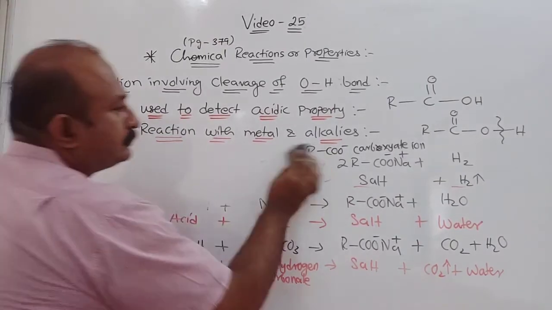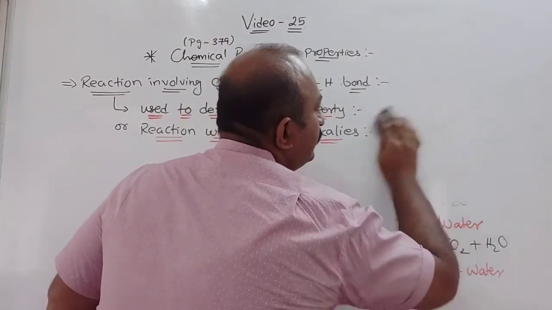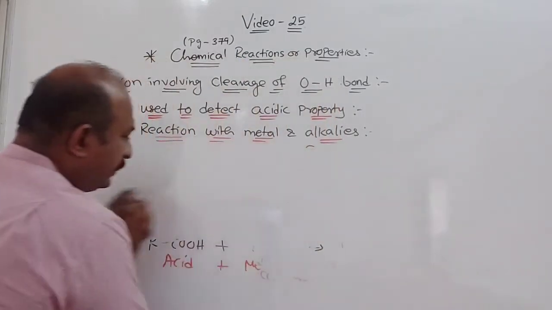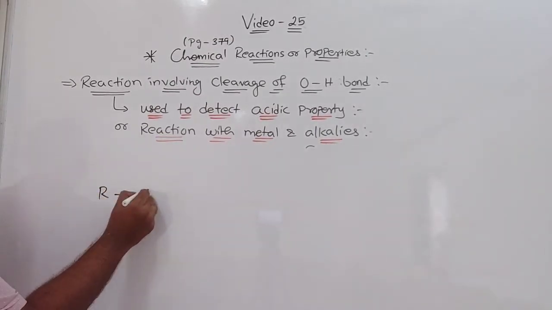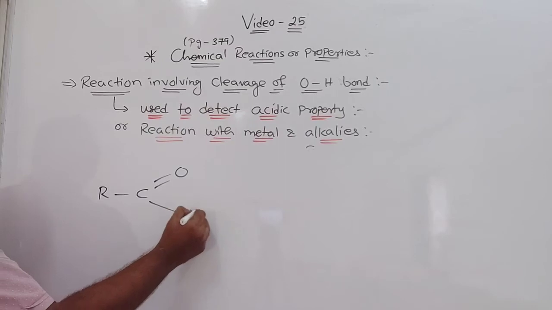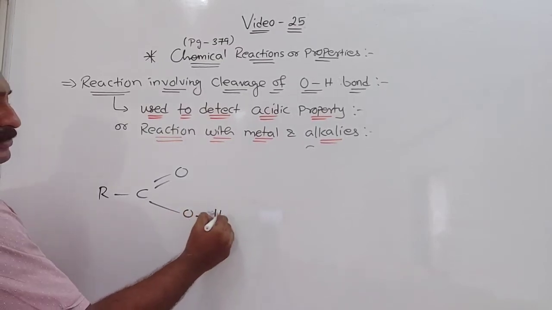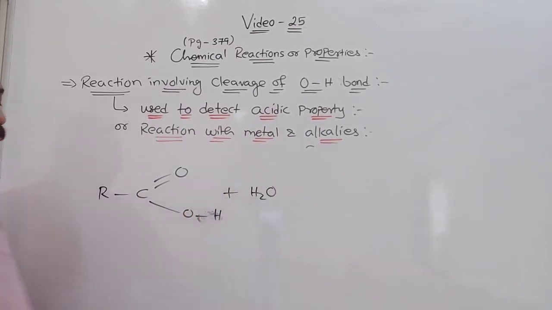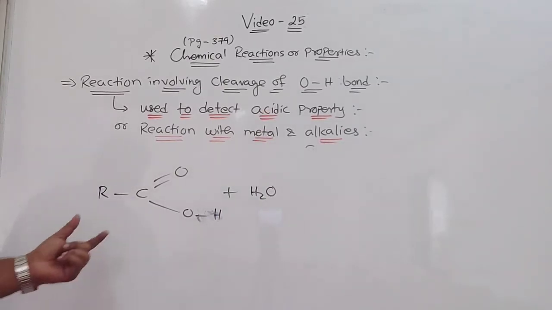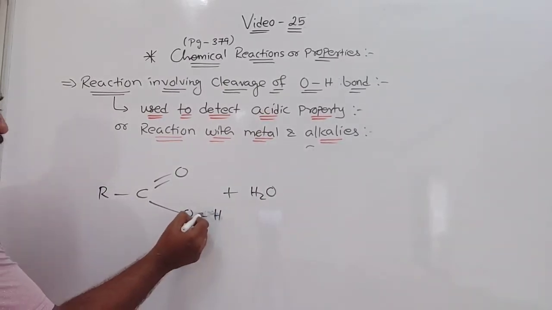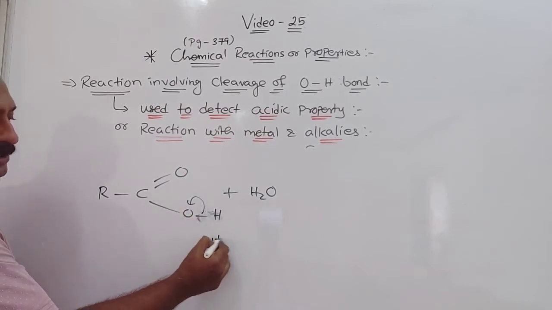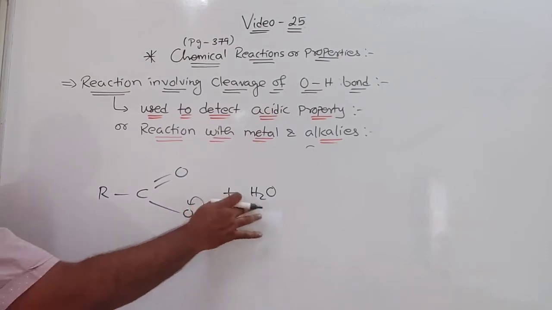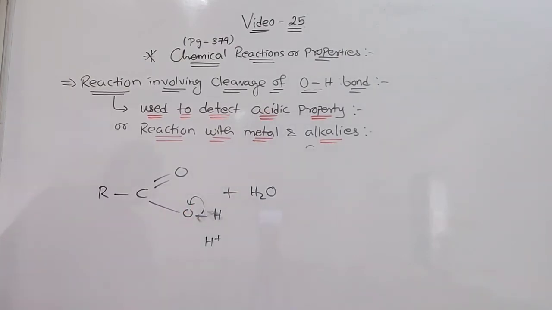See, now if I write this reaction, the cleavage of the OH bond, what we are discussing from your book, it is written like this, that is RC double bond O and OH. Clear? We are talking about the cleavage of this OH bond in presence of water. So what will happen in presence of water? This H plus, due to more electronegativity, this oxygen takes the electron pair. So from here we'll get H plus, means the acid dissociates H plus ion only in presence of water.